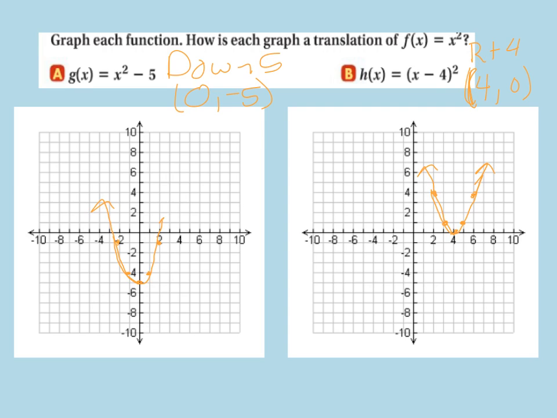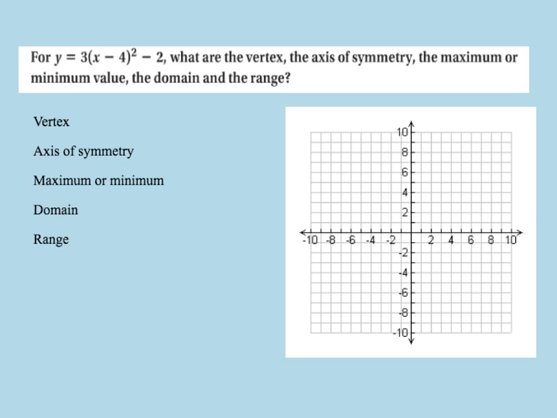On the first one, it moves down 5. So it's still the same as the parent function. It doesn't move wider or stretch. And on the B, it would move right 4. So it just moved right 4, and then we'd still have those same 5 points. We're going to practice one of these again.